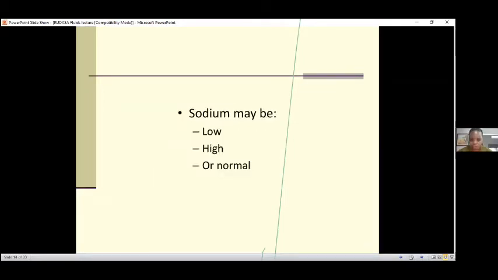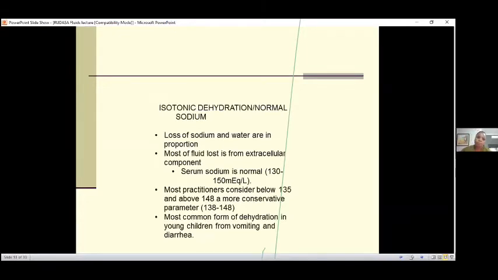And then, as I had mentioned earlier on, the sodium in dehydrated patients could be low, high, or normal. If it's normal, it's going to be an isotonic dehydration, that is a dehydration with normal sodium. It's due to loss of sodium and water in equal proportions, and most of the fluid is lost from the extracellular component. The normal serum sodium is 130 to 150, but it differs from practitioner to practitioner. Some like to say 135 to 148. But the bottom line is these patients are dehydrated from things like vomiting and diarrhea, which we see almost every day.